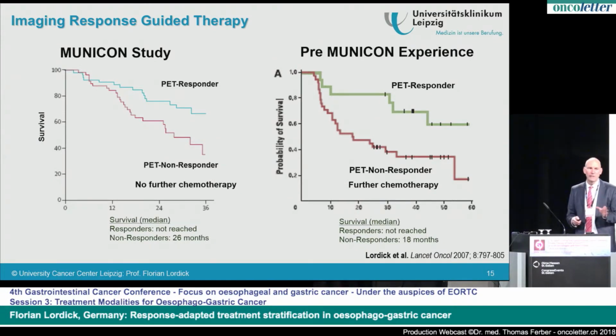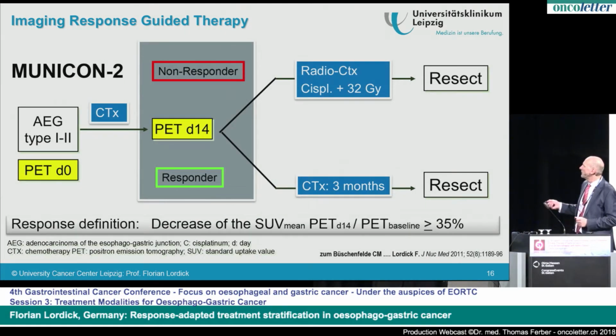And this is still, in my view, an unresolved issue. I just show you the several designs that are currently studied. We started with the Municon 2 trial, where we added some form of chemoradiation to the non-responders. It was published in 2011. It did not show that this form of chemoradiation improved the prognosis.